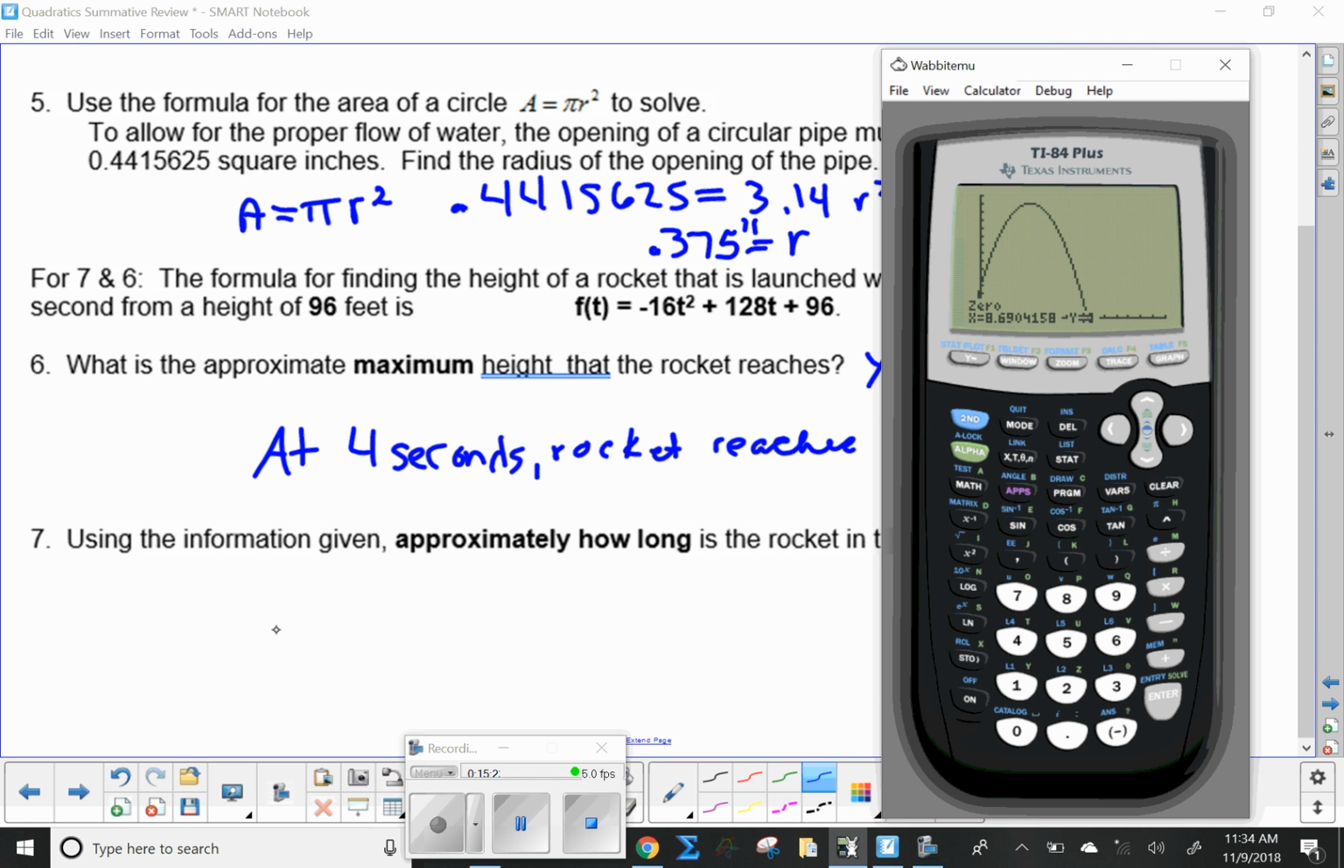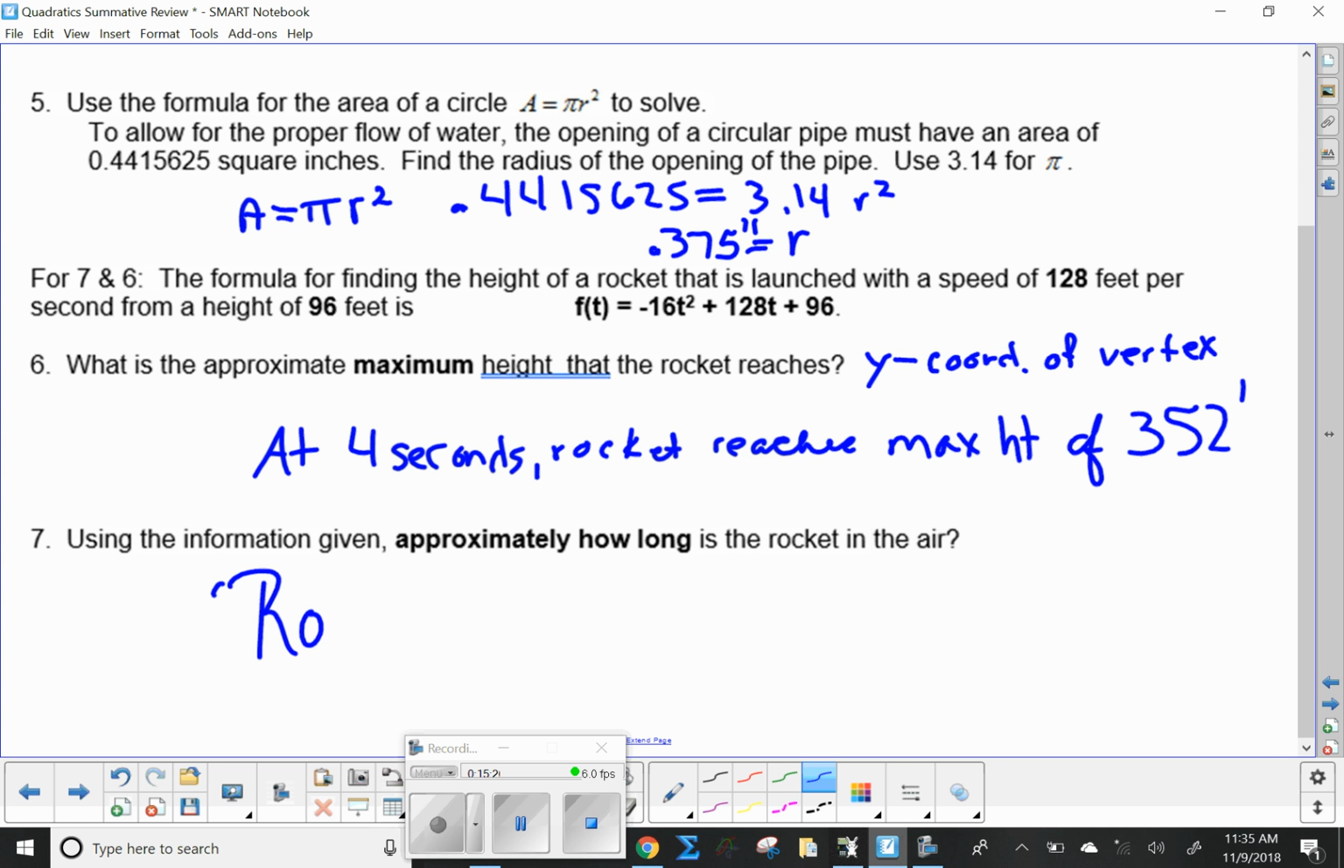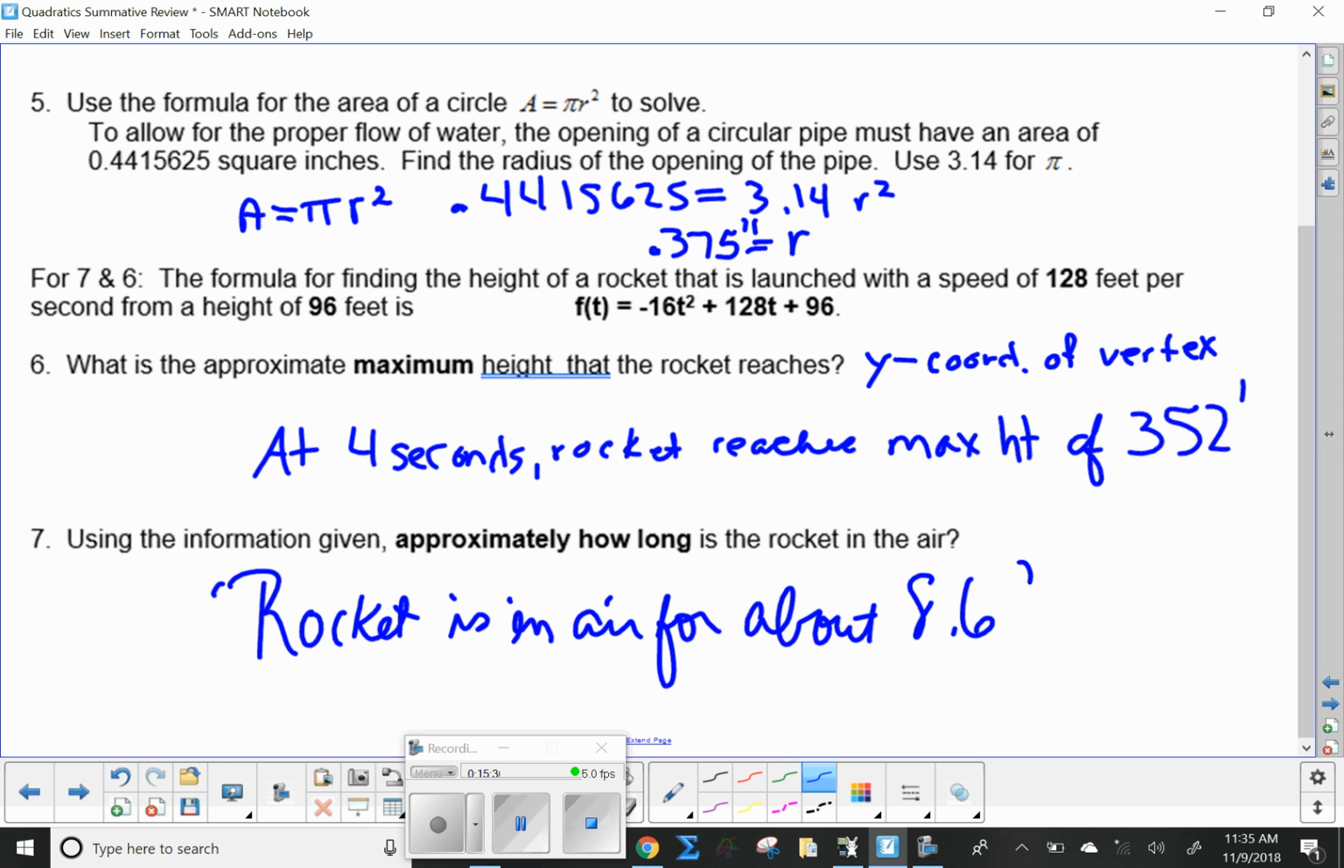So the rocket is in the air for about 8.69 seconds. Okay, and if you kept rounding out, 8.6904, but 8.69 is to the nearest hundredth.